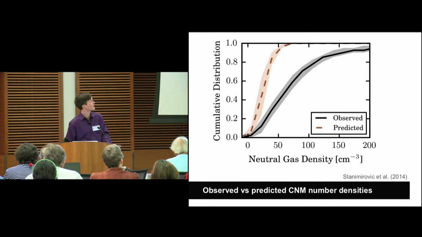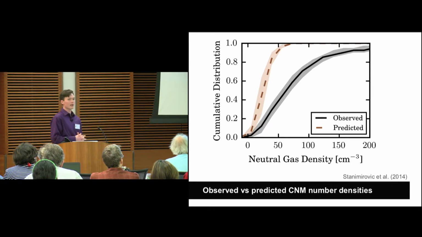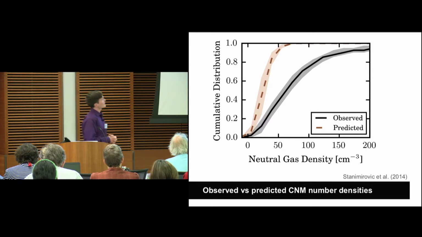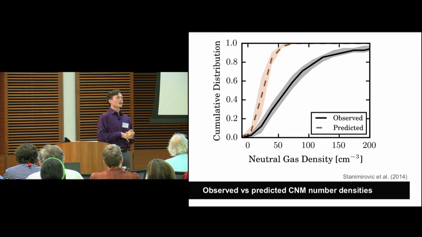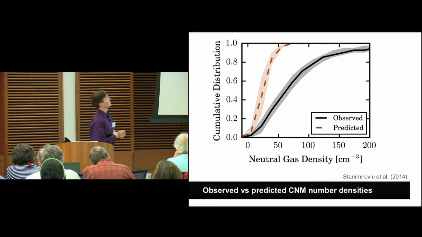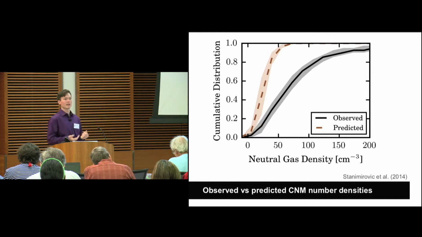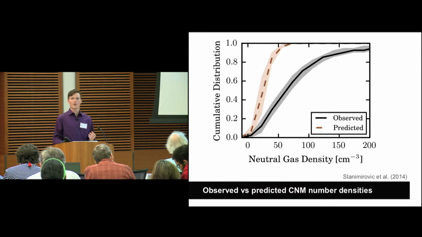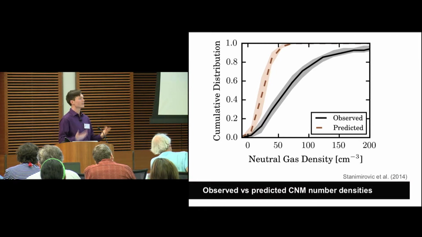So let's compare the cumulative distributions of the neutral gas densities. And we see that the observed neutral gas densities within the region surrounding these three molecular clouds is much broader and higher. So the predicted number densities of the atomic shielding envelopes around these molecular cores are more diffuse.